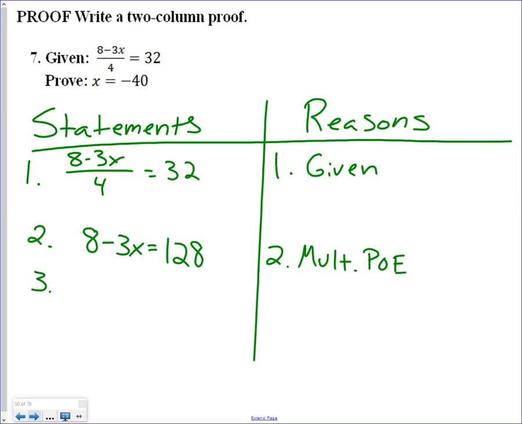Sure. There is nothing wrong with adding 3x to both sides. It is probably not what I would do here. Probably subtract 8 from both sides. We're left with negative. Again, you cannot just use SUB letters, SUB. However, you can use SUBT for subtraction. Subtraction property of equality, we subtracted 8 to both sides.